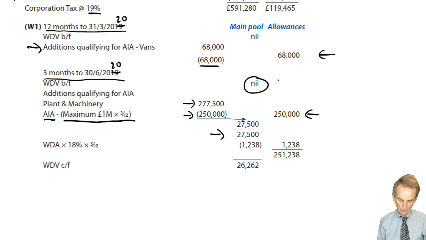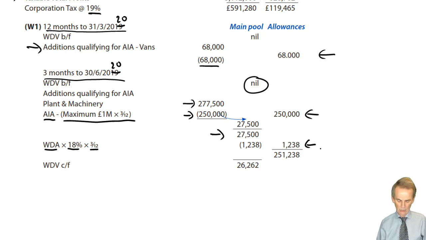Nothing to add it to, of course, because we had no written down value brought forward at the start of this period. The writing down allowance on a main pool is 18% per annum, but we've only got a 3-month accounting period, so we take 3/12 of that. Again, put that through your calculator. Hopefully it will come out to this figure.